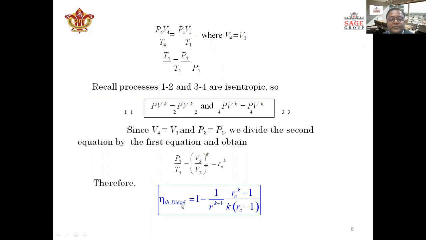The thermal efficiency of the diesel cycle is equal to 1 minus 1 upon the compression ratio to the power K minus 1, where K is the ratio of specific heats, into the cutoff ratio to the power of the adiabatic index (gamma or K) minus 1, upon K in brackets, RC, which is the cutoff ratio, minus 1. So this is the formula which comes after the simplification in the diesel cycle. This is the standard formula of the thermal efficiency of the diesel cycle, which is detailed here.